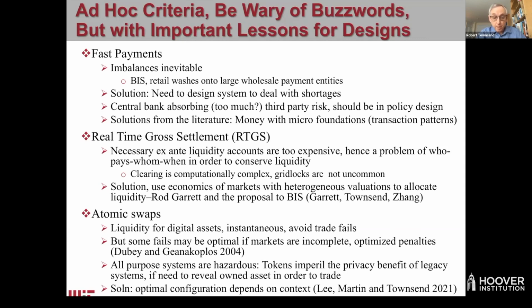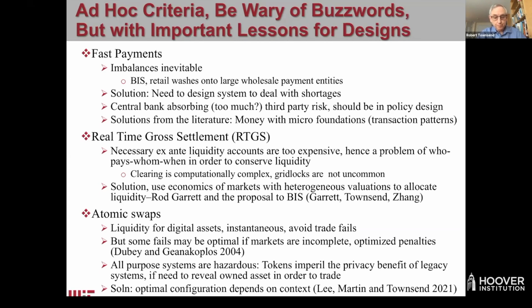Clearing is a computationally complex process, and gridlocks are actually not at all uncommon, even in the world's leading clearing systems. The solution potentially is to use markets under which agents have heterogeneous valuations and allocate liquidity in a more decentralized fashion. This is something Rod Garrett has proposed, and that we're trying to follow up with my collaborators, Nicholas Zhang and Rod, proposing something to the BIS.